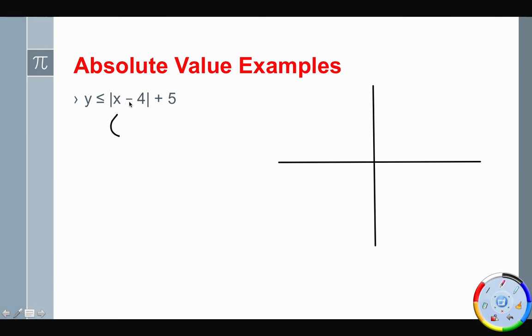So this got shifted 4 units to the right and 5 units up. There's my vertex, so I'm going to go out to the point 4, 5. 1, 2, 3, 4, and 1, 2, 3, 4, 5. So if I go to the point 4, 5, then I can use the slope of 1 in this case on both sides. This is less than or equal to, so this does get a solid line.